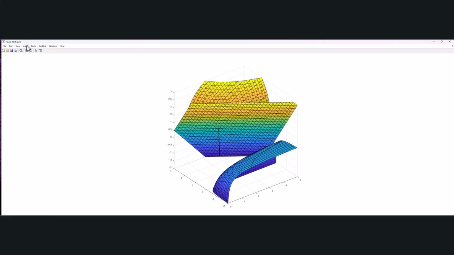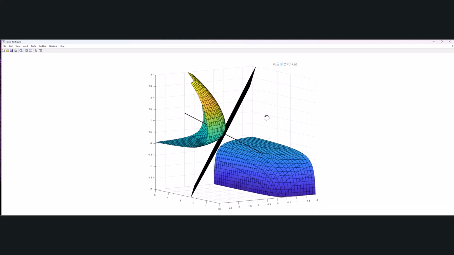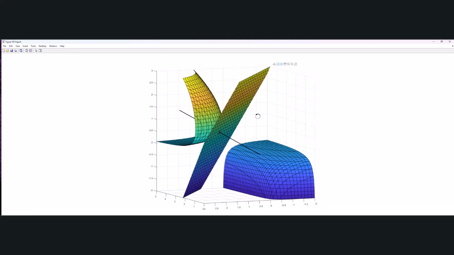And then you can do this. Remember, we have gone over how to rotate these things and everything. So anyway, here is our graph as desired.